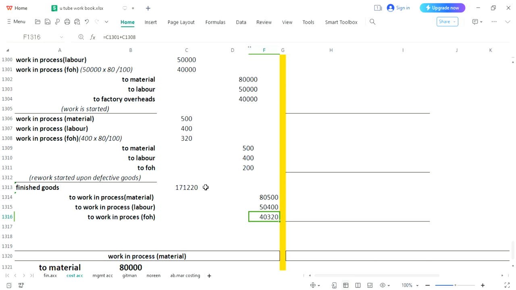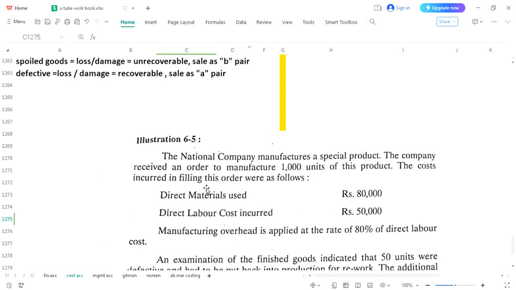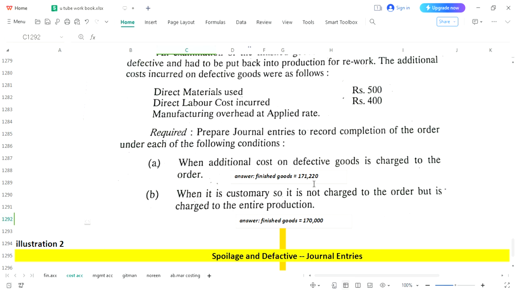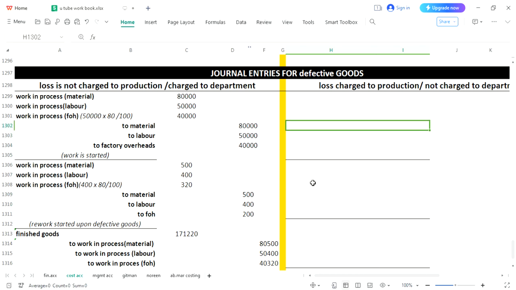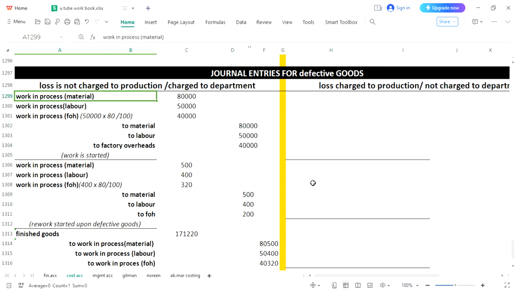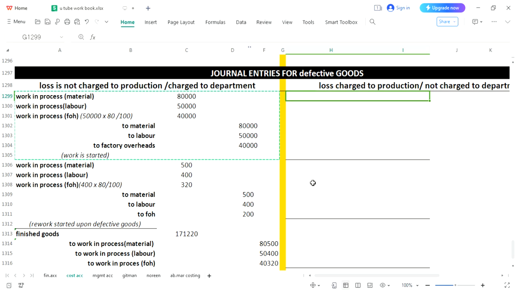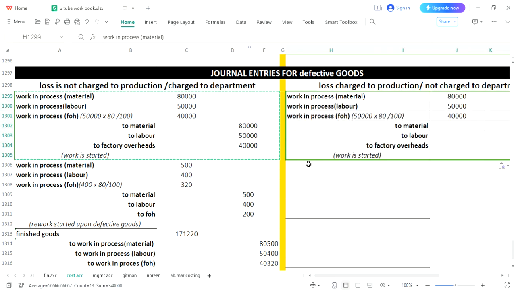In this way, you have completed your left side, and the answer of finished goods is 171220. And here your answer is 171220. So the first part of the question has been completed. And as I've told you, there is good news about defective goods as well. Why? Because your first entry would absolutely be similar. No amount would be changed, no narration would be changed, no input would be changed, and the same entry you will be writing in the second portion, where you will charge your loss to the production.